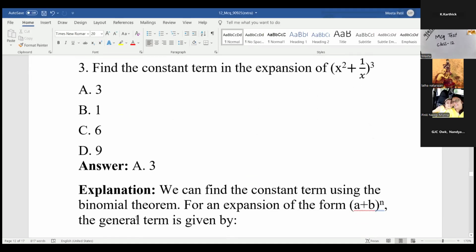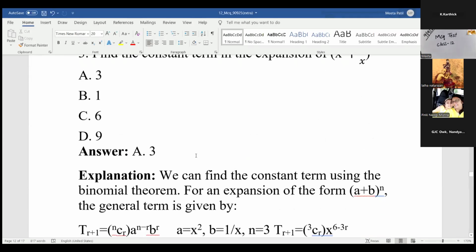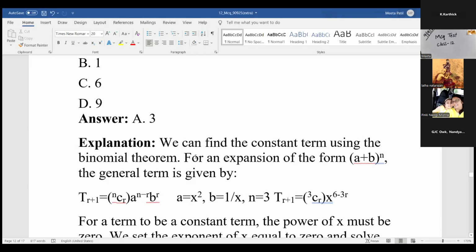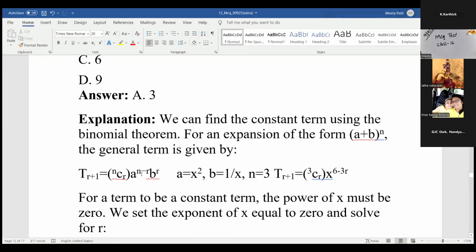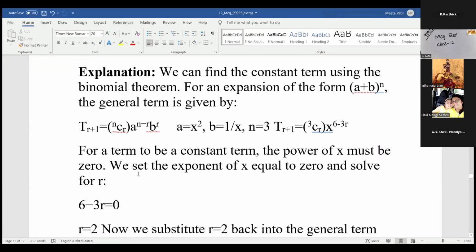Next, the third question: find the constant term in the expansion of (x square plus 1 by x power 3). Here you have the options 3, 1, 6 and 9. You know the expansion as well as the general term. What is that general term? T(r+1) is equal to nCr a power (n minus r) into b power r. Substitute all the values, but we don't know the value of r. We have to find the value of r first.